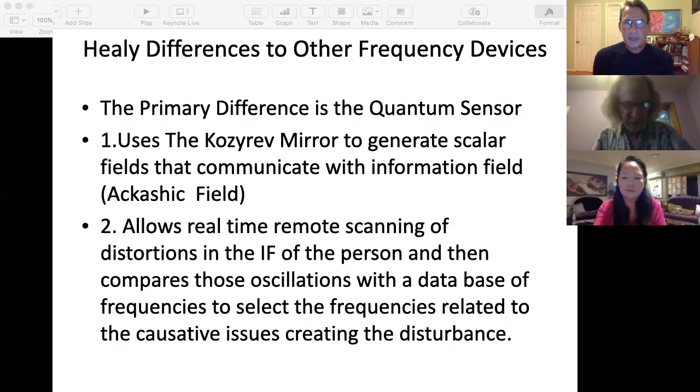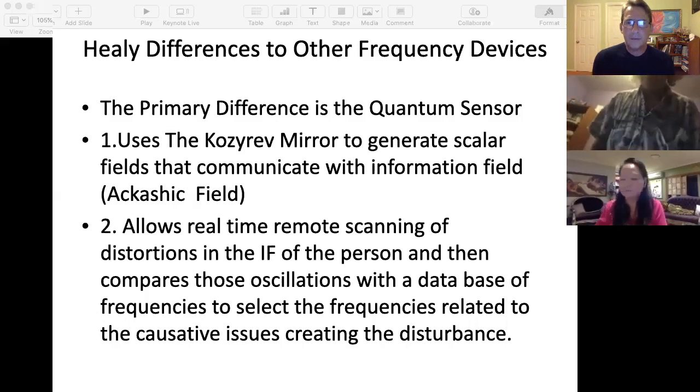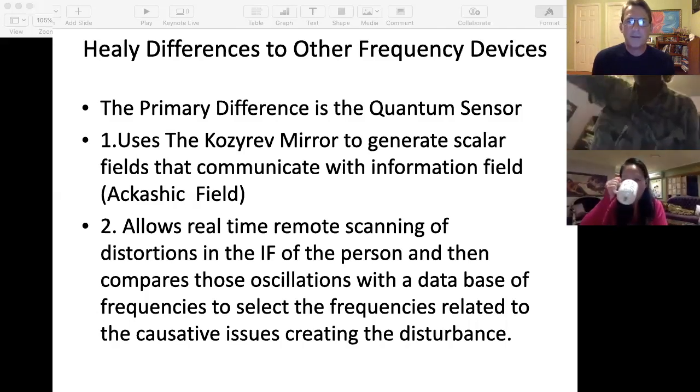So it helps to understand what the differences are between different devices, and it just basically comes back to this: with the Healy and the Time Waver technology, the primary difference is what we call the quantum sensor. Other than that, it does have other functions which are available in other types of frequency devices that are around, but basically no one has the quantum sensor technology on the planet except for Time Waver and the Healy, the miniaturized device of the Time Waver.